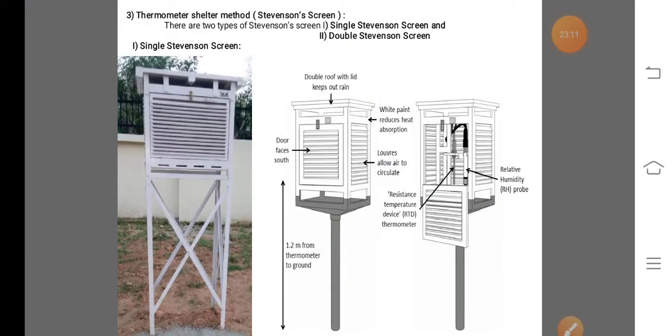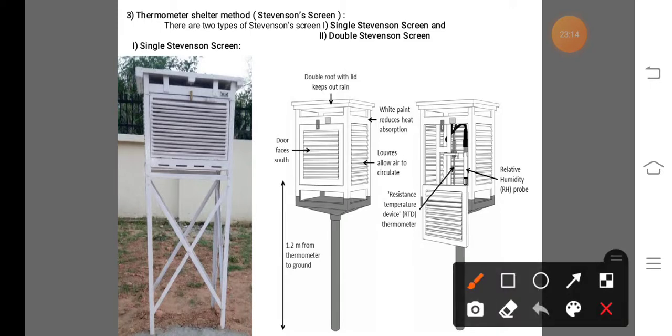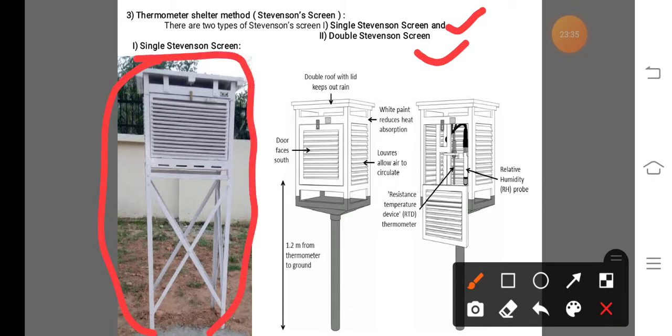Now the next, thermometer shelter method. This is also known as the Stevenson's screen method. And this Stevenson's screen method is divided into two types. First one is the single Stevenson's screen, second one is the double Stevenson's screen. So in case of single Stevenson's screen, see this picture, this is the single Stevenson's screen. First we discuss its structure or characteristics, and after that we discuss its internal parts which are used to measure the air temperature.